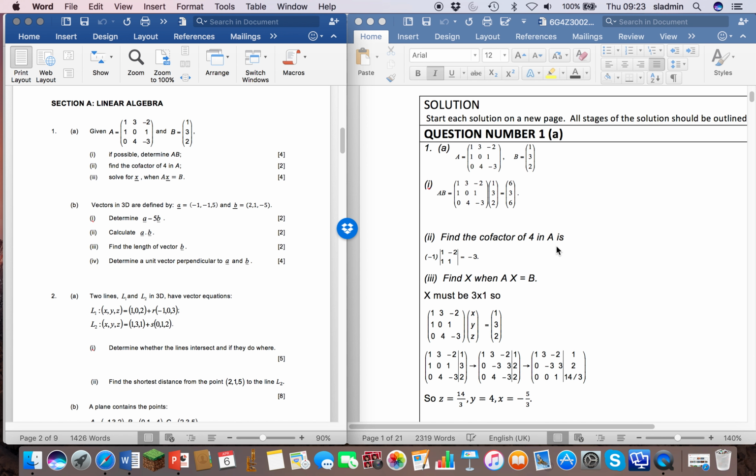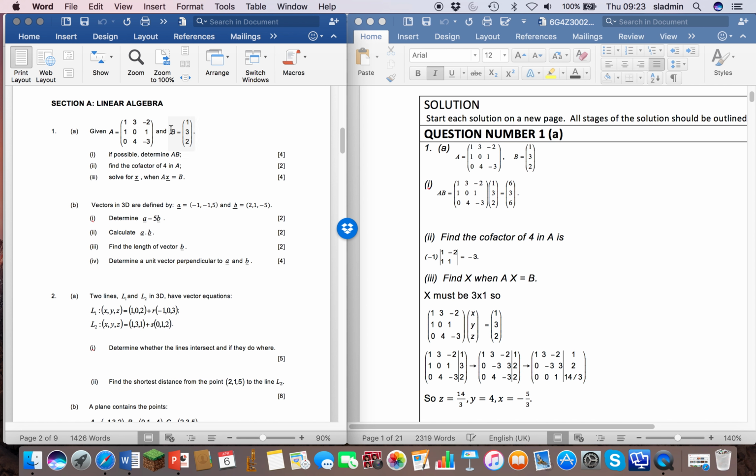To find the cofactor of 4 in A, so here is the element 4, we remove row 3 and column 2. That leaves the elements 1, 1 and minus 2, 1. We find the determinant of this 2 by 2 matrix, which gives us 1 plus 2 is 3. Because the element 4 is in row 3, column 2, 3 plus 2 is 5, so we need to multiply it by a minus 1. So the cofactor of 4 in A is minus 3.